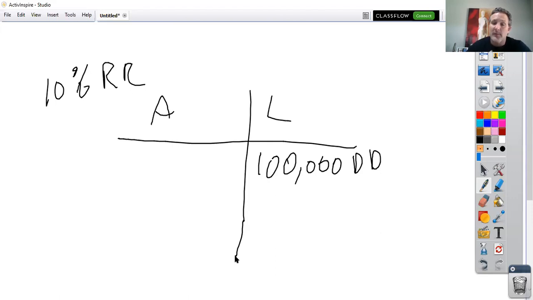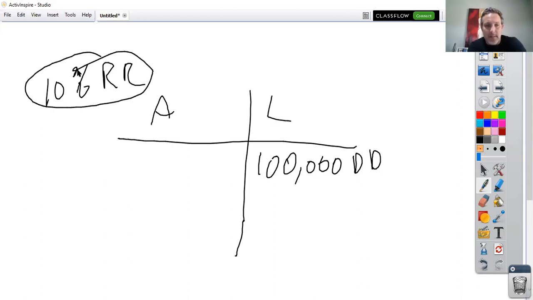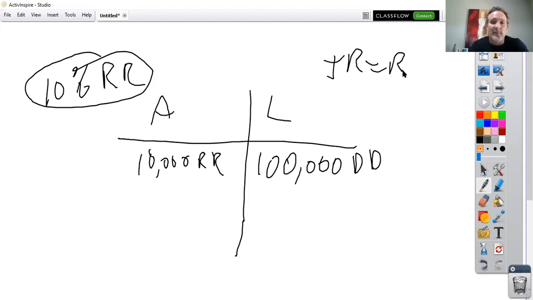And what they expect you to do is put down, well, it's $100,000. They have to keep 10%. So if they keep 10%, that's 10,000 in required reserves. And remember that total reserves equals required reserves plus excess reserves. So 100,000 would be their total reserves, all right?